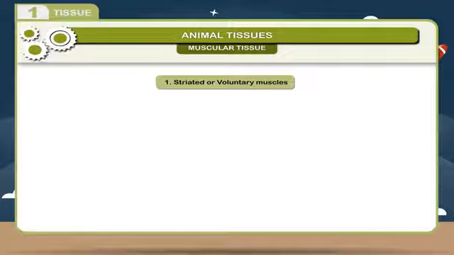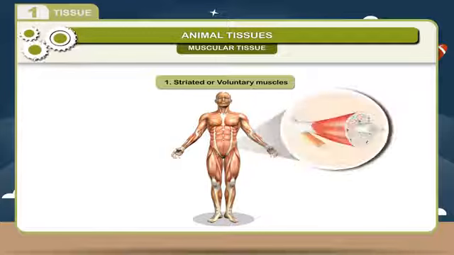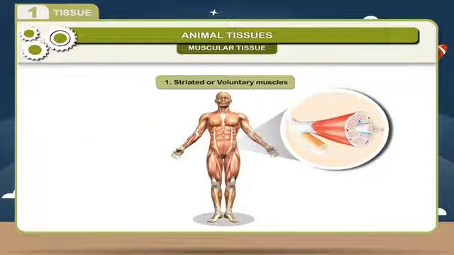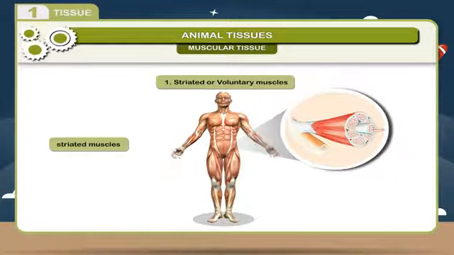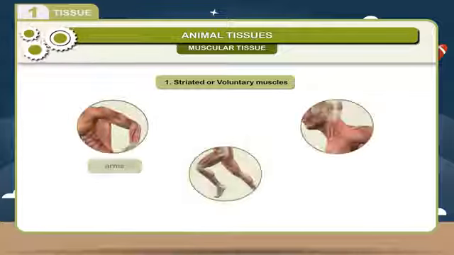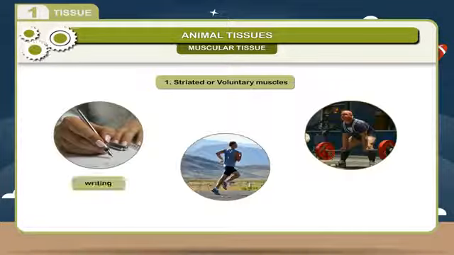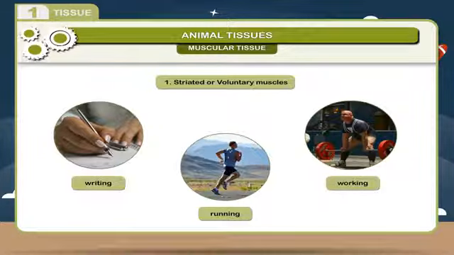1. Striated or voluntary muscles. These muscles are attached to the bones. These are composed of cylindrical fibers with transverse striations on them. These muscles are also called striated muscles. They are found in arms, legs, neck, etc. When required, they help in writing, running, working, and are therefore also called voluntary muscles because they are under our control.